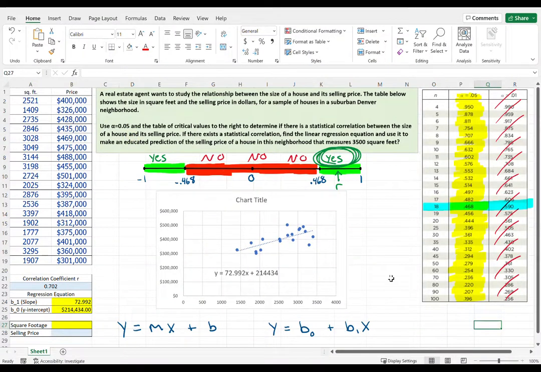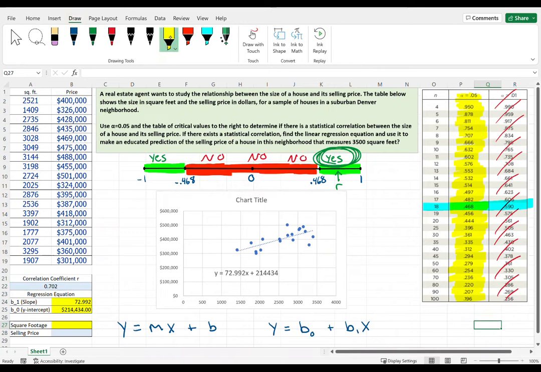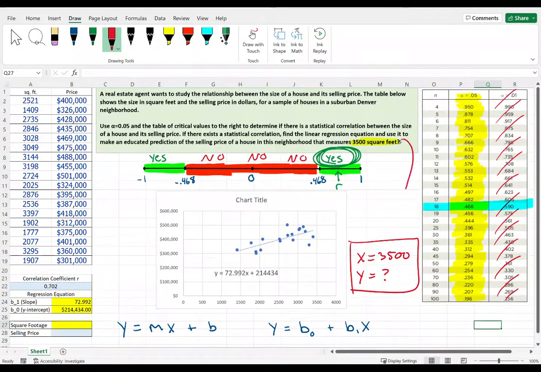So what that basically means is we're given an x value. It's up here, in the last part of the question. Find a linear regression equation and use it to make an educated prediction of the selling price. So find the selling price. That's the y value. So find the y value of a house that measures 3,500 square feet. So basically what this comes down to is x equals 3,500. What is y? All right, so that's the question.